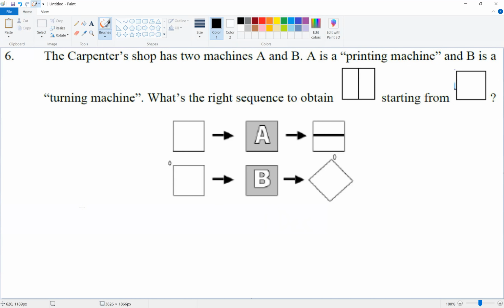Okay, number 6, Meda. I just did the question before this. Oh, you did the question before. Nandini.